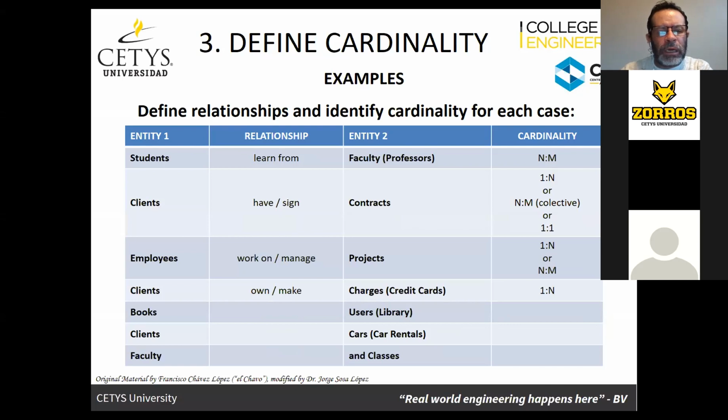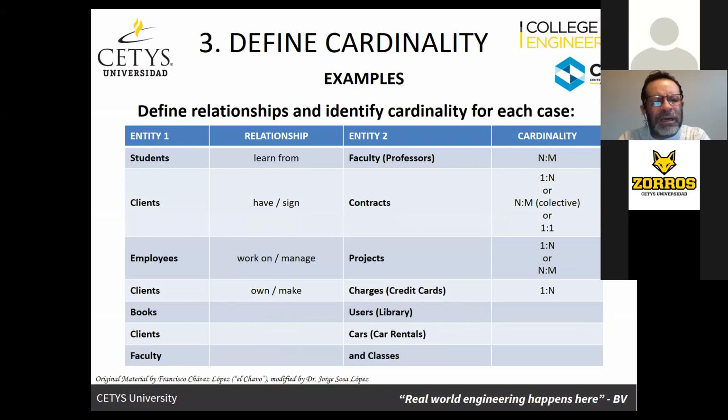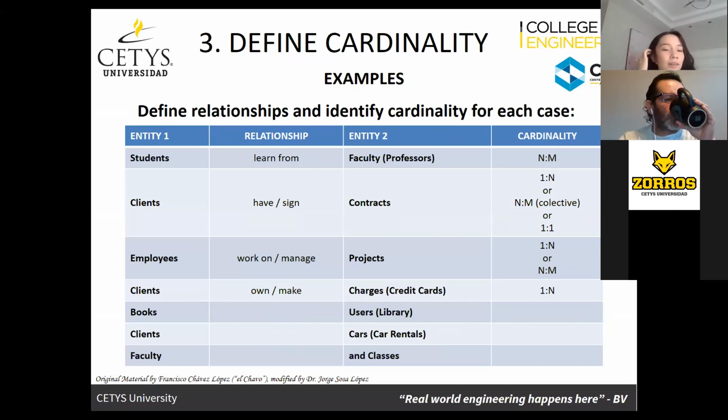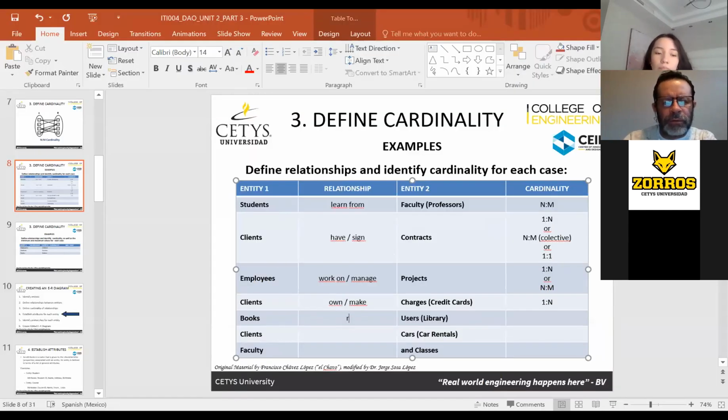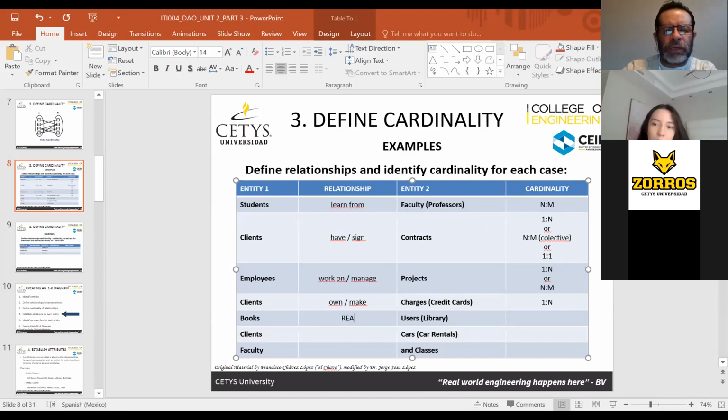Good. Let's talk about books and users. We put on this relationship that books are read by users. Okay, books are read. In this context, it says library, so it's assuming you bring out a book from the library. We could also say that books are requested by users. We can use many verbs there.